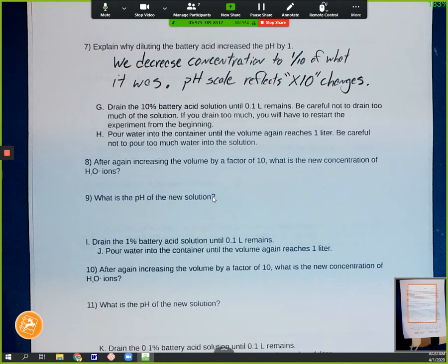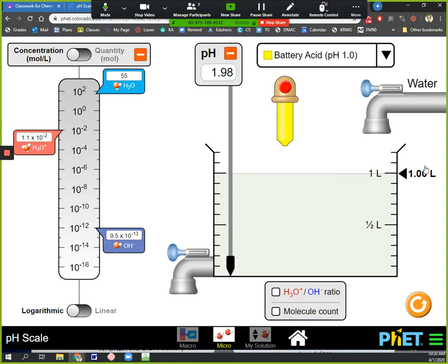What it's going to have you do from this point forward is continue doing what we did last time. We're going to have to drain this until we've only got 0.1 liters, and then we're going to add water to it to bring it back up to 1 liter. So back on our lab, I'm going to come to my drain plug. I'm going to take this down to 0.1. Now, taking it down to 0.1 doesn't change my concentration of hydronium because all I'm doing is reducing the amount of acid. I'm not changing the concentration of the stuff dissolved in there.